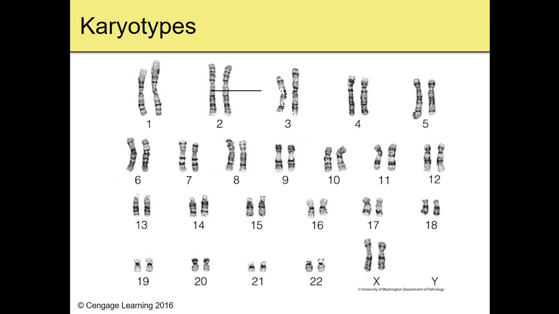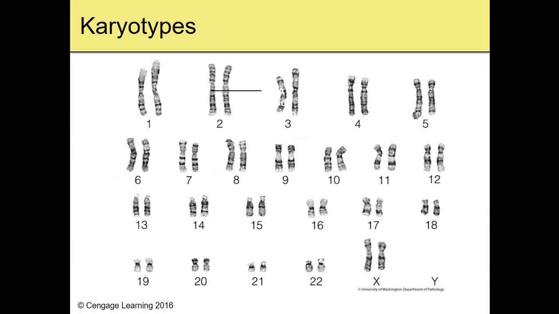Auto means body or self, and so these are all of your self chromosomes. Now, for a female, she's going to have homologous chromosomes, so chromosomes that all hold the same genes all the way down the line. This last pair down here is the 23rd pair of chromosomes, and they're called the sex chromosomes. And so for a female, all of her genes and all of her chromosomes are going to be homologous.